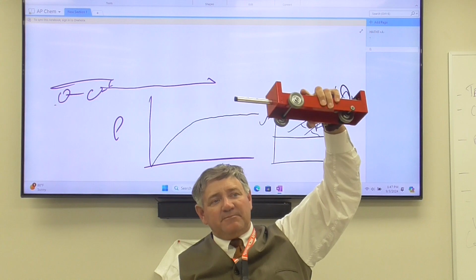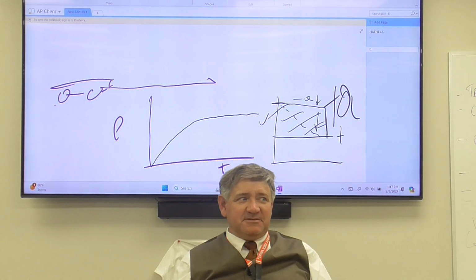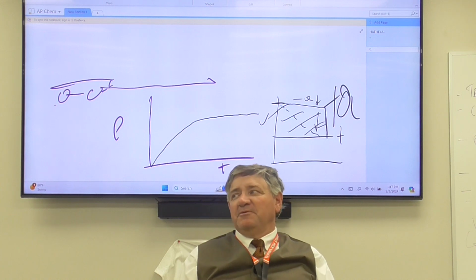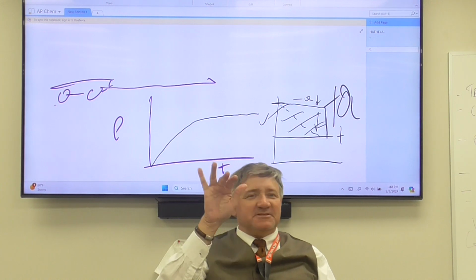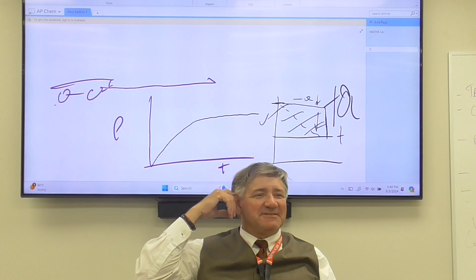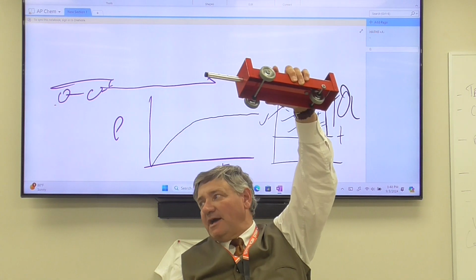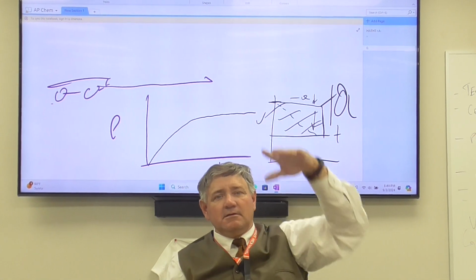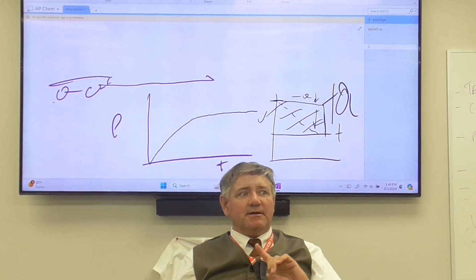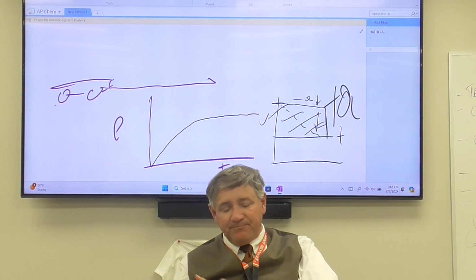If I held this up and stored gravitational potential energy, and Mother Nature liked gravitational potential energy, and I let go of it, what would it do? It would just stay there. But no, what does Mother Nature like? Kinetic energy. Same idea. Mother Nature doesn't like potential energy. Mother Nature likes kinetic energy.